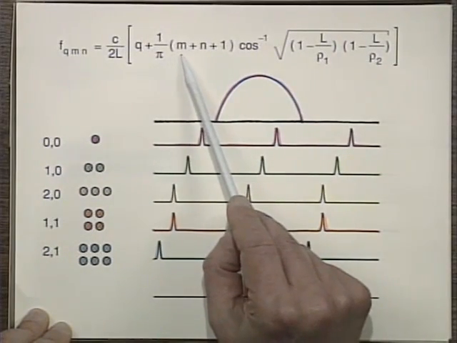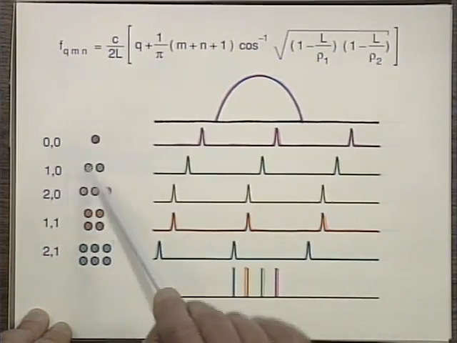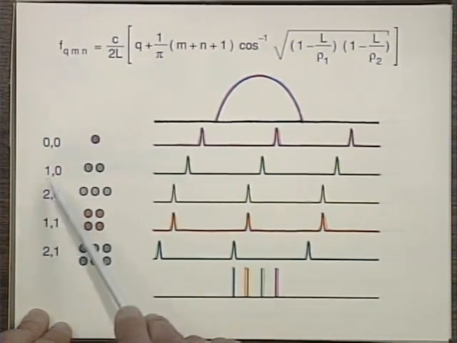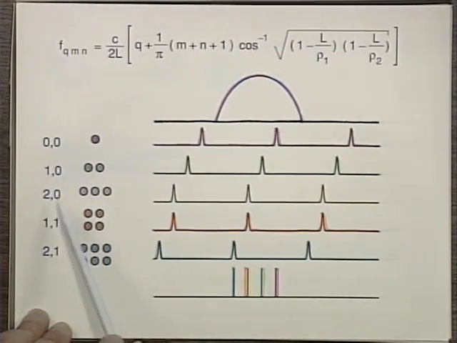So for a given transverse mode, it depends on what M and N are. Like this one here, the two spots is 1, 0 or 0, 1, depending on whether it's in the X direction or the Y direction. The three spots in a horizontal line is 2, 0. The four here is 1, 1, and so on.